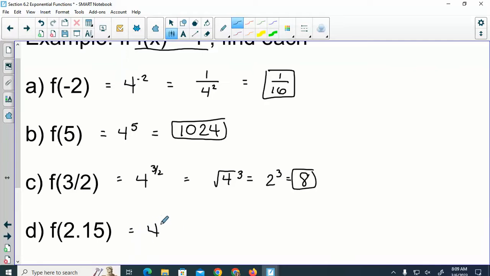We could have decimal exponents. Do we have any way of working out 4 to the 2.15 power? No, so sometimes we are just going to have to rely on our calculator. Every single time. And so that gives me 19.6983.